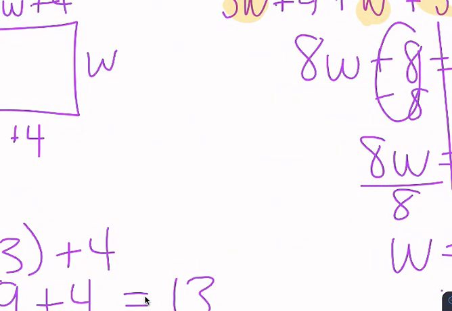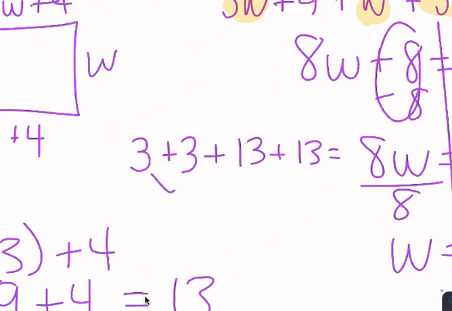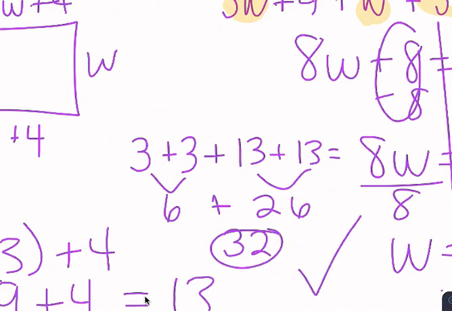So I can check that and say 3 plus 3 plus 13 plus 13. Do I get 32? 9, 26. That would be 30. Ooh, 3 plus 3 is not 9. Look at me making all these mistakes today. 6 plus 26 is 32. So we are correct.